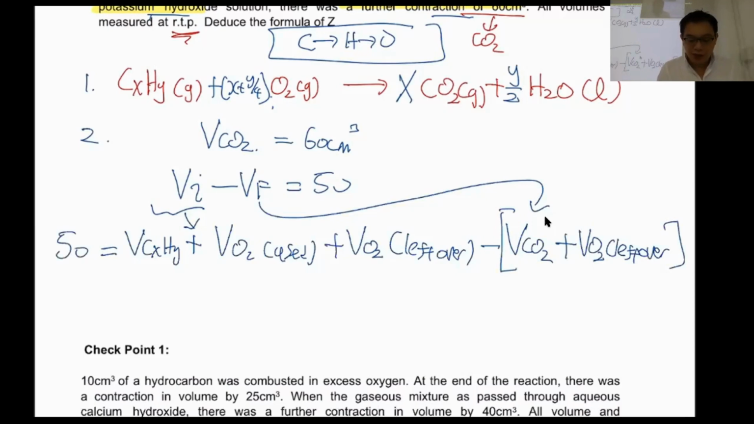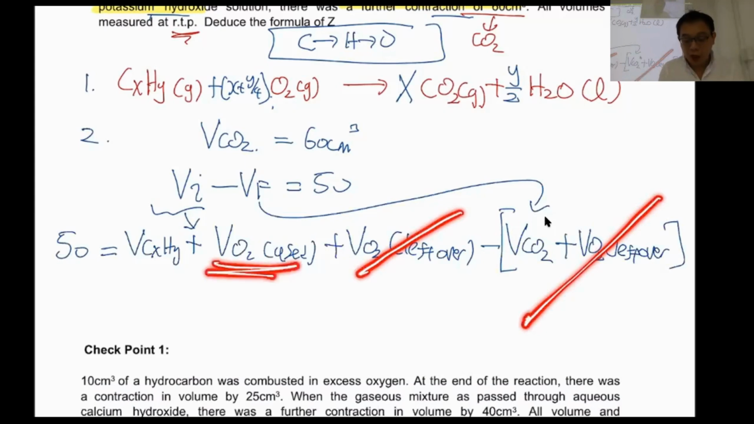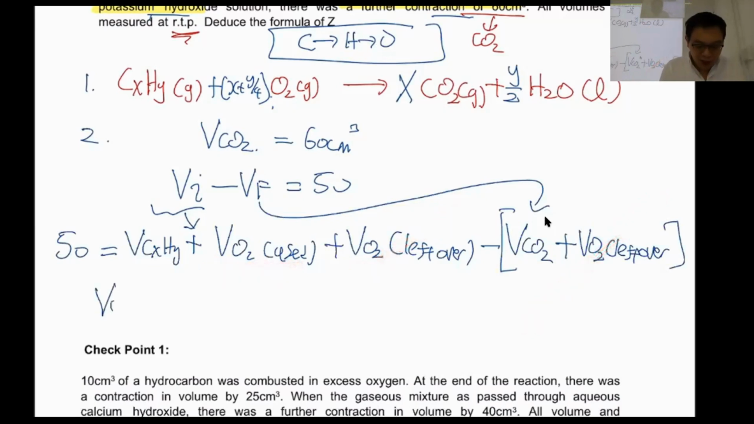What do you notice here? VO2, VO2 cancel out. Now, what I want to do is make VO2 used the subject. That is what you are interested in as the subject. So we're going to make VO2 used in the reaction the subject. This will become 50, which is the first contraction. Let me put a note down. First contraction.